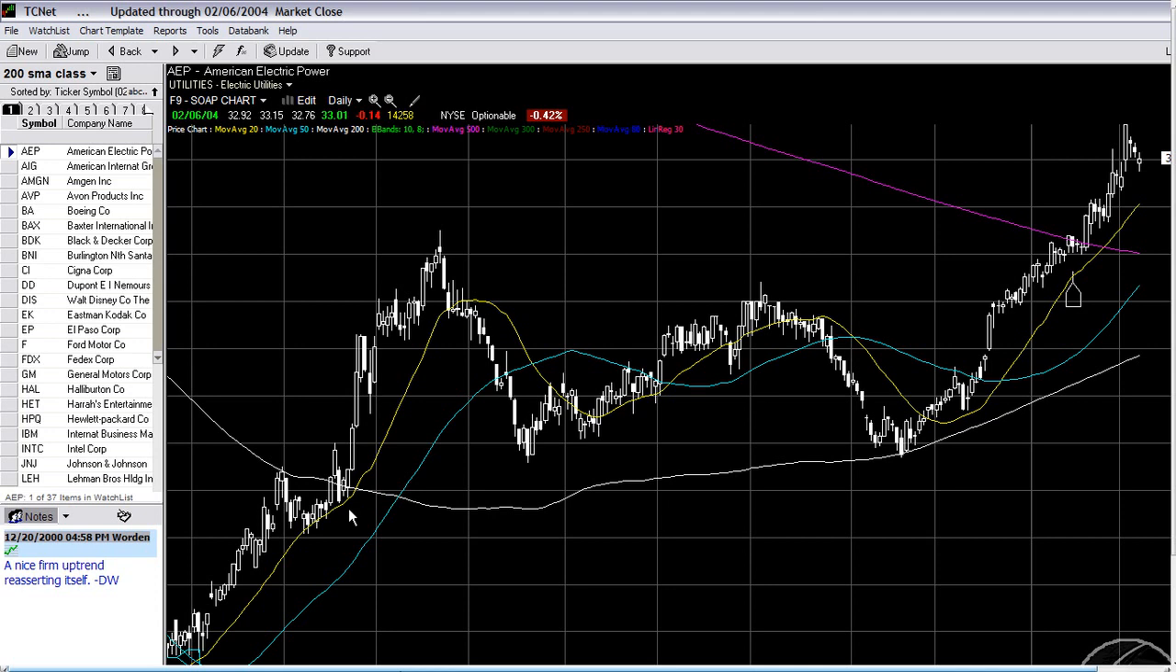What do we know is going to happen the first time it hits a moving average? It fails, because one of our rules is, what is it? First attacks on long-term moving averages are usually repulsed the first time.